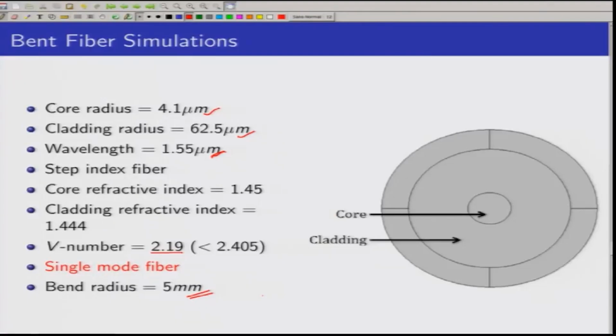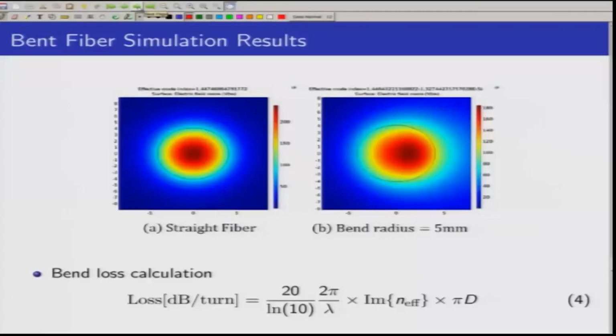Now, we have a fiber geometry, its properties and also its dimensions, and we have seen how we solve the problem. We solve the wave equation and follow the same process, and let's see what results we get. In figure A, as we have seen in the earlier case, we have a mode confined in the core for a straight fiber, where the effective index is purely real and there is no radiation happening outside the core.